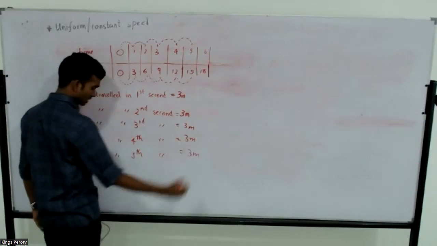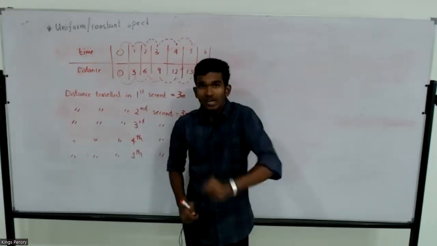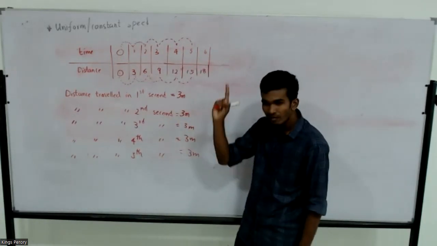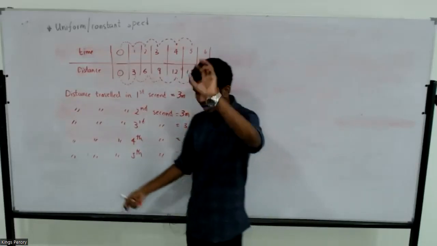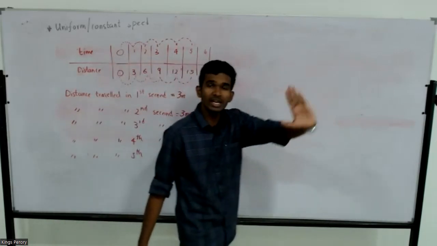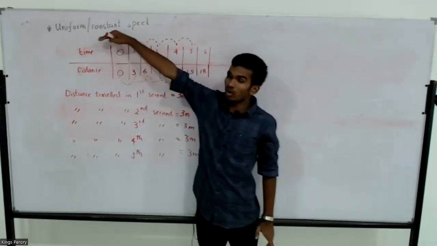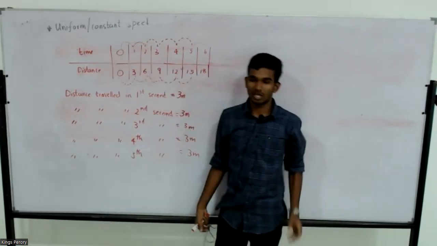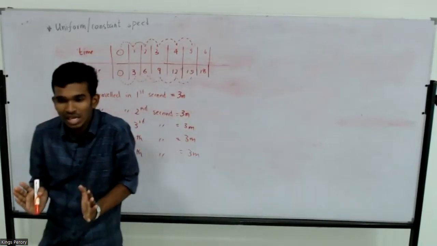So you can clearly see throughout the motion, distance traveled per every 1 second is how much? Same, 3 meters. If it covers same distance throughout the journey in each and every second, that means it is maintaining a constant velocity. True, no? If it goes in the same speed only, for every second it will cover same distance.